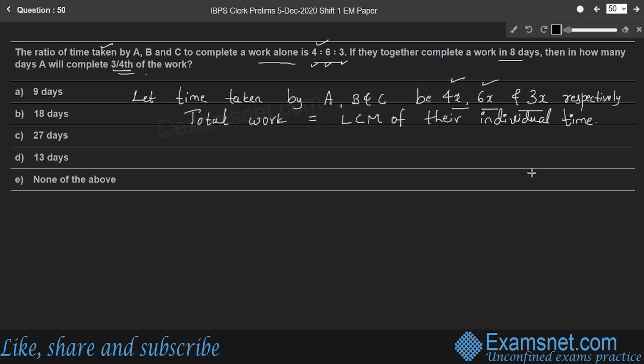So what is LCM of individual times? LCM of 4x, 6x, and 3x. So lowest common multiple of 4x, 6x, and 3x is 12x. Here total work is 12x units. And A took 4x time to complete 12x units. Therefore, efficiency of A.